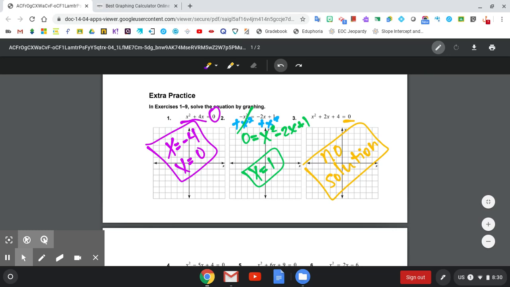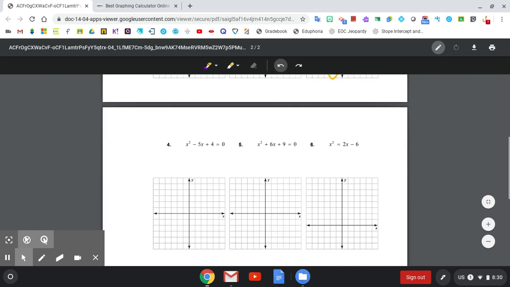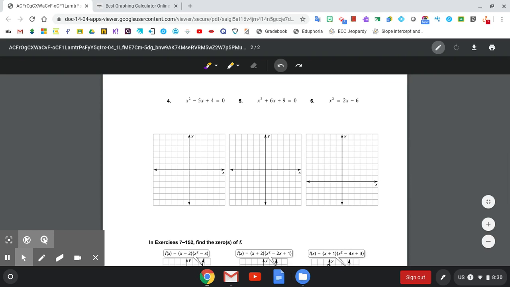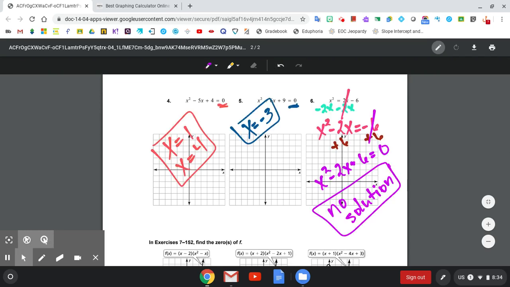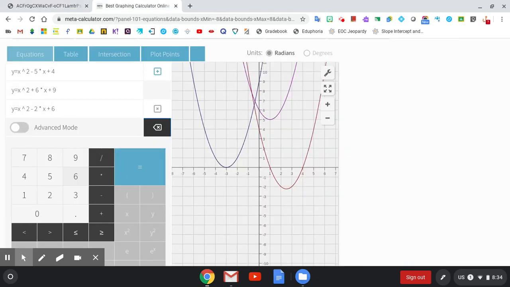Okay, so at this point, I want you to go and pause this video, and I want you to try 4, 5, and 6. Okay, pause. All right, so how did you do? On number 4, I got x equals 1 and x equals 4. So if you want to see my calculator, this is number 4. So x equals 1 and x equals 4, which came from this equation.